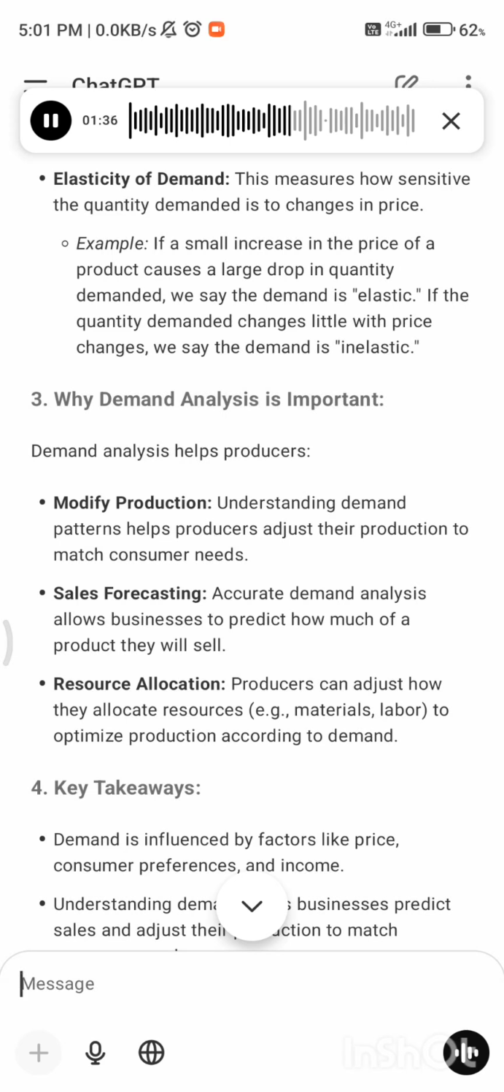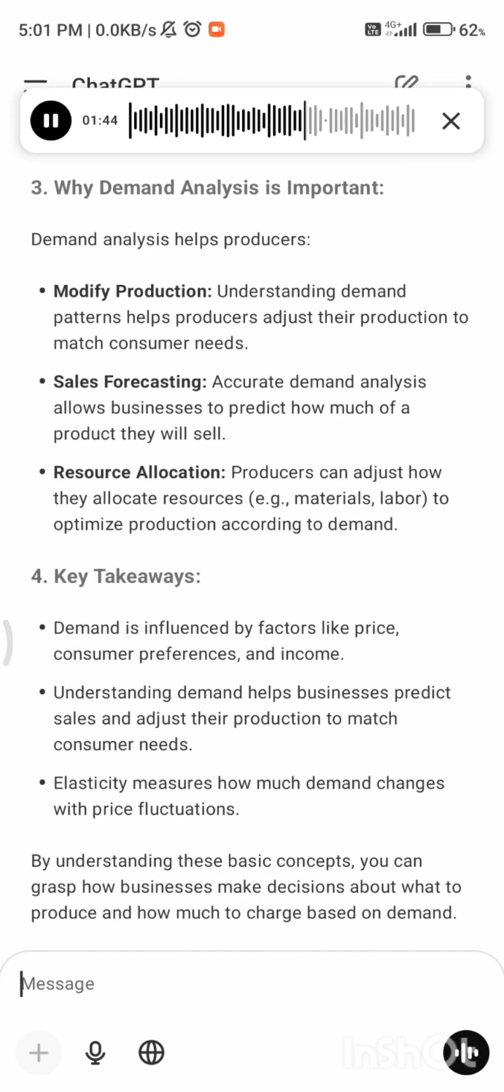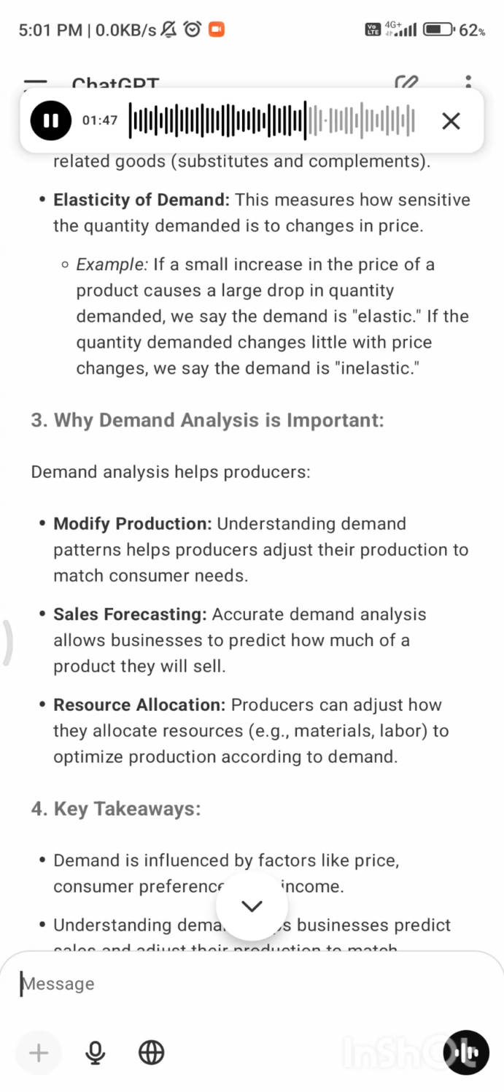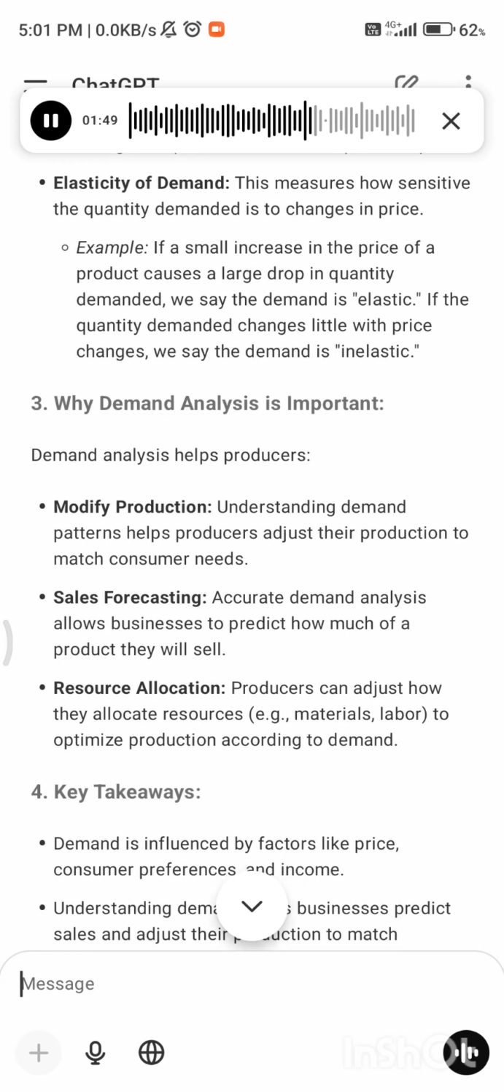Elasticity of demand. This measures how sensitive the quantity demanded is to changes in price. Example: if a small increase in the price of a product causes a large drop in quantity demanded, we say the demand is elastic. If the quantity demanded changes little with price changes, we say the demand is inelastic.